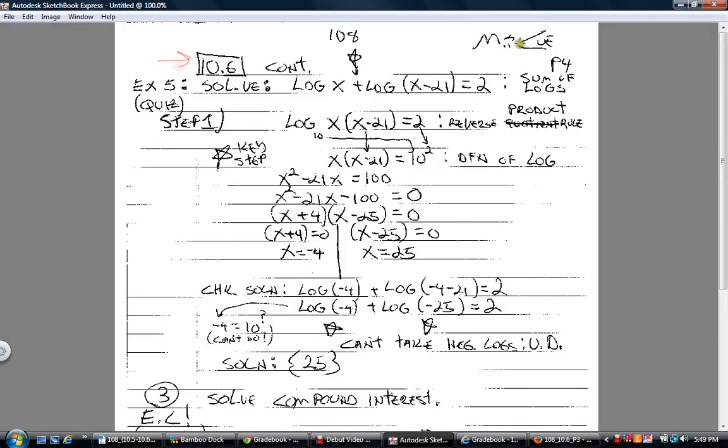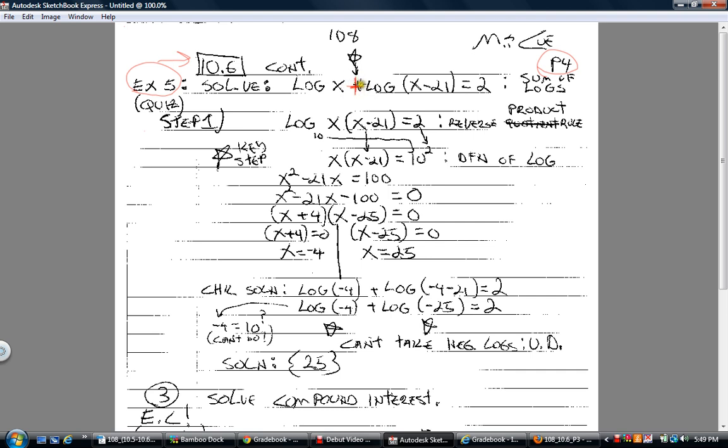Section 10.6, page 4. We've got one last example to work on here that's going to be on the quiz, example 5, and we're going to go ahead and take care of a scenario where you've got logs on both sides of the equation and you've got the plus sign. That's the big read here, that's the big recognition that you need to see.